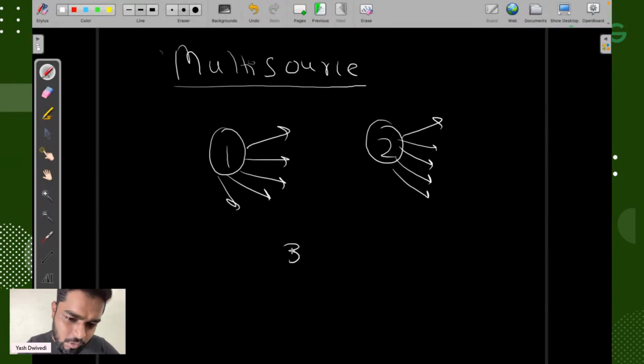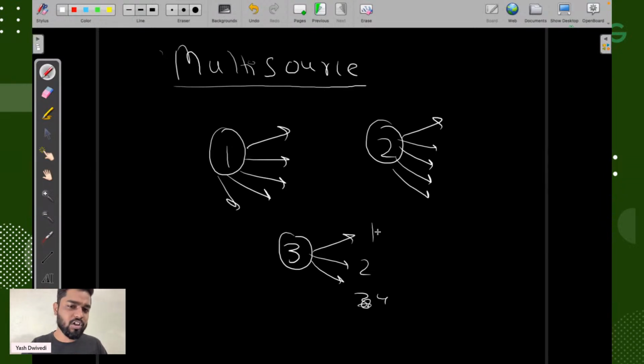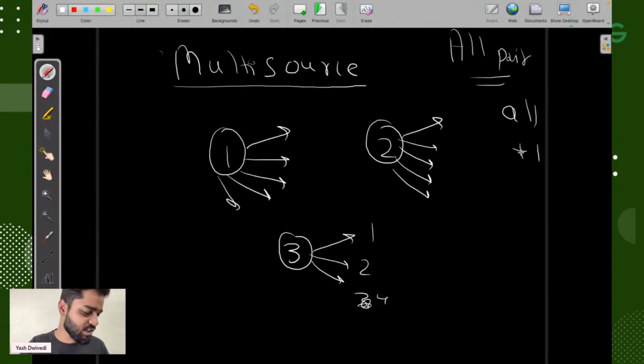Suppose there is 3 also. So for 3 also, from 3 to 1, 3 to 2, 3 to 4, whatever, for all the nodes I want to find the shortest path. This is what we are expected to do in this question. Like all pair shortest path, for all possible pairs you want to find the shortest path. Please write a +1 in the chat. Is that clear to everyone? What is the expectation from the problem?